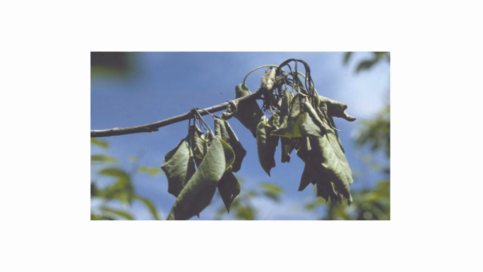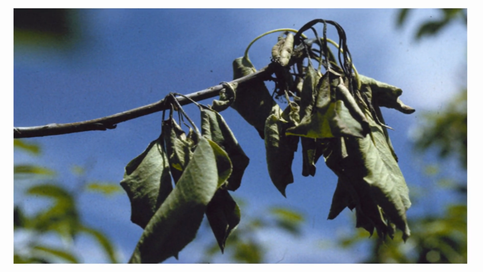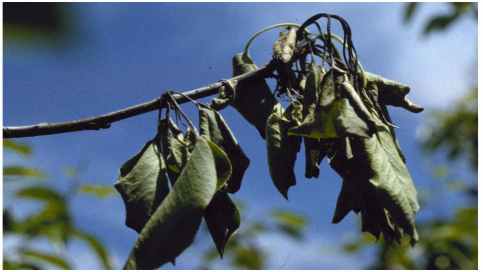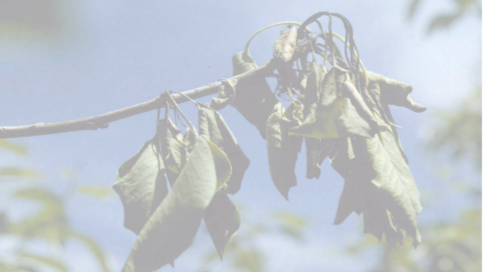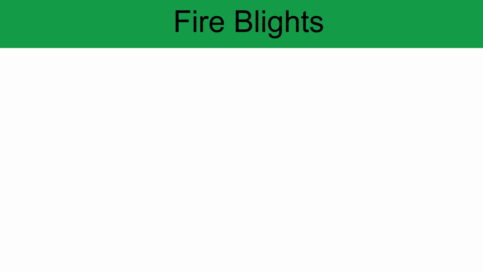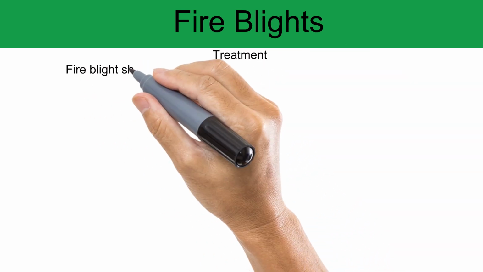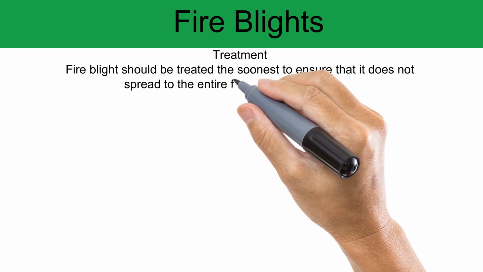Fire blights. This is a bacterial disease that mostly affects fruits such as apples, pears, fruit trees and small fruits. Often, affected shoots are usually a bit blackened. Also, farmers may notice lesions on branches as well as limbs oozing an orangish-brown fluid during extremely warm days. Treatment. Fire blight should be treated the soonest to ensure that it does not spread to the entire fruit tree, as it may kill it.